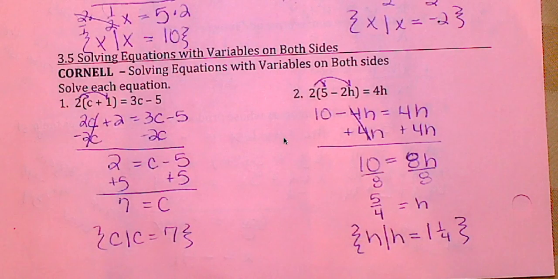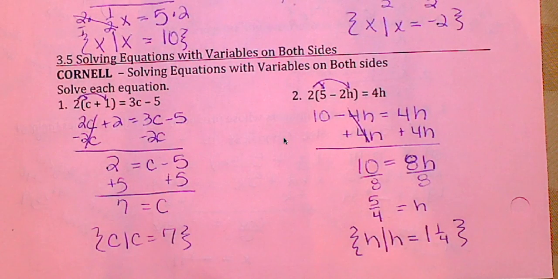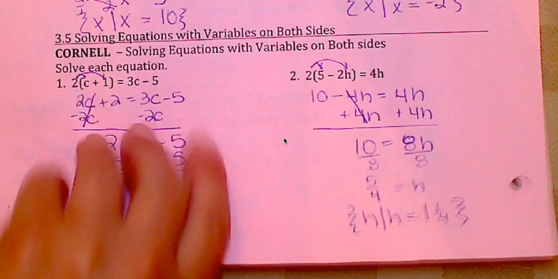Because it is a terminating decimal, we can use a decimal. You can leave it as 5/4 if you want. Less work if you want to do that. So that's up to you.